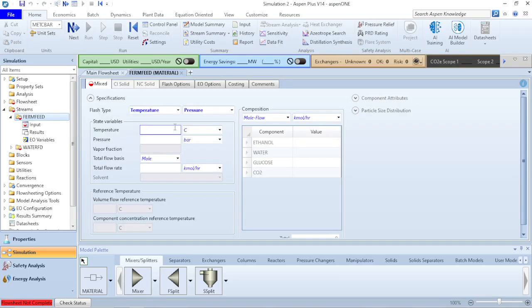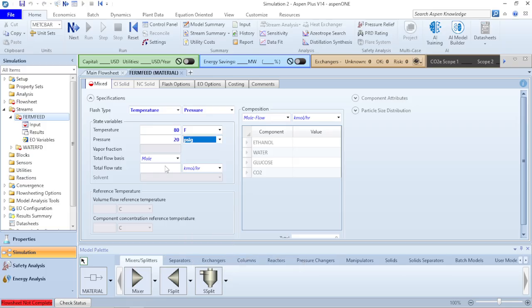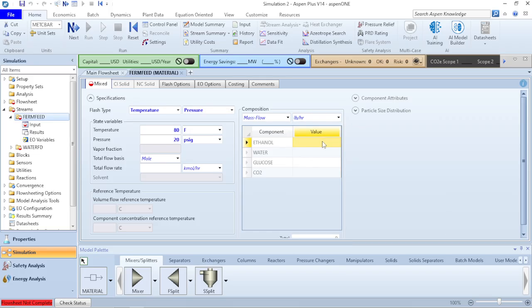So we have the temperature at 80, change it to Fahrenheit. We have the pressure at 20 psig. Okay, then we are having the composition as mass flow. Remember, this is pounds per hour that is given, so we change it to mass flow and then change this to pounds per hour. All right, so basically we can just put in our composition here, the mass flow here.